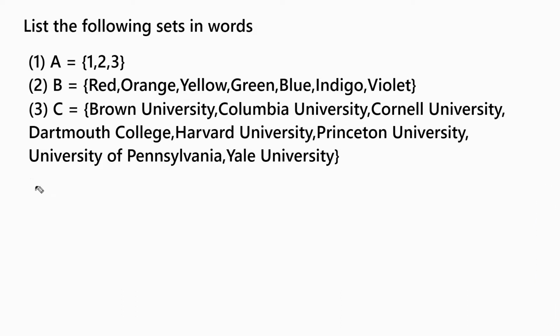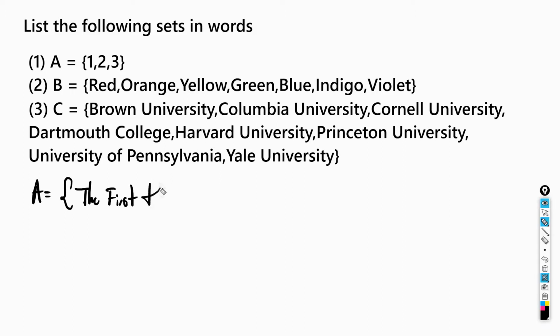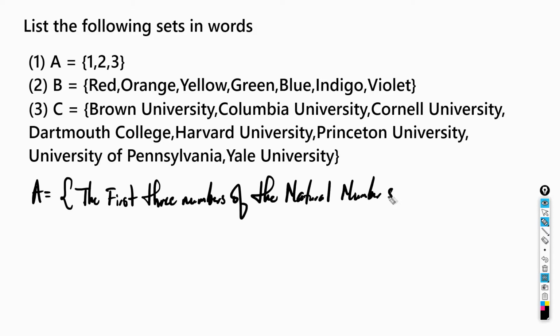So A would be equal to, I could say this, the first three numbers of the natural number set. And this makes perfect sense because remember, natural numbers are like counting numbers. So it's 1, 2, 3, and those are the first three numbers in the natural number set.